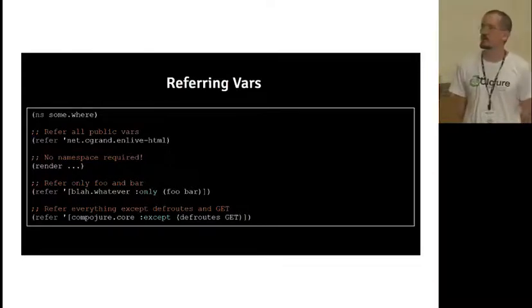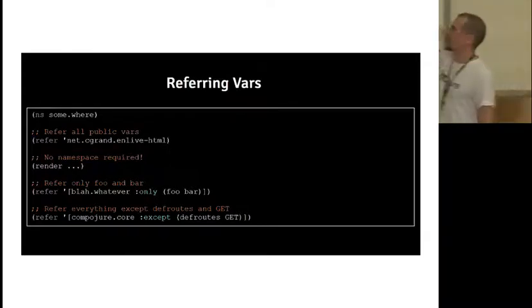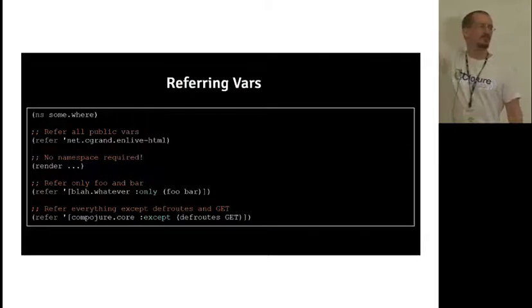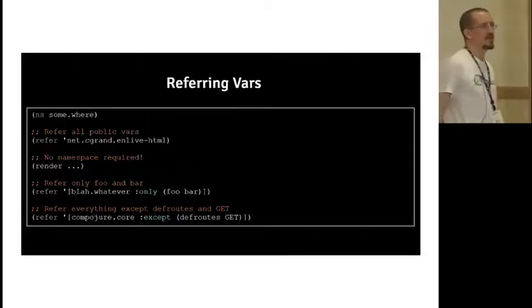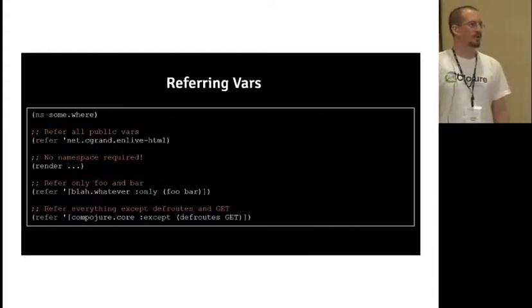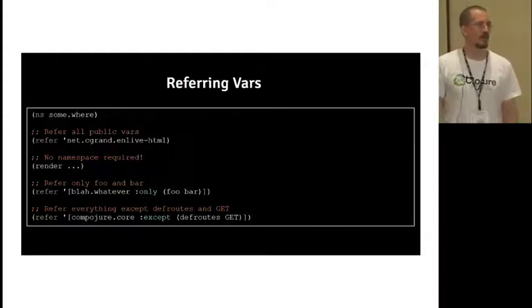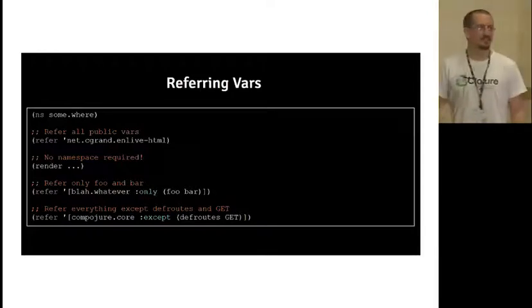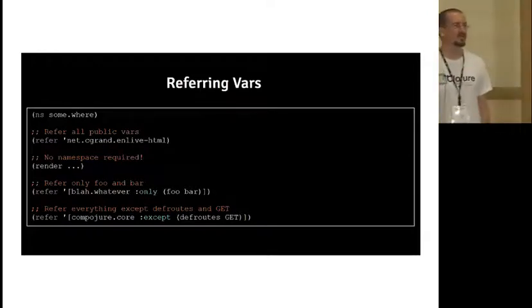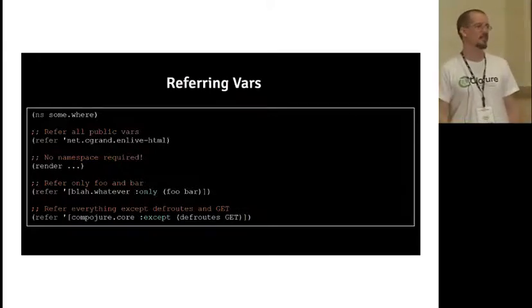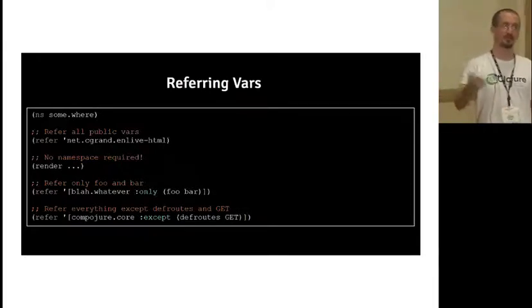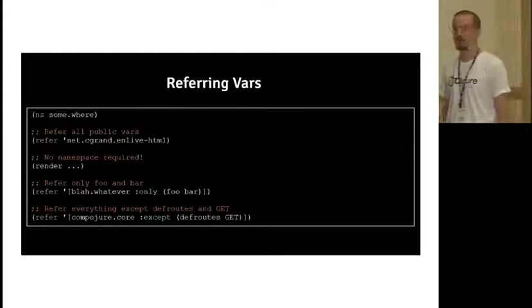Is there a difference between using these function calls, these operators, and using the namespace macro, where you have the keywords :require and :refer? Not really. We're going to talk about the namespace macro in just a few minutes. No, not really. I mean, behind the scenes, that's what's happening. The namespace macro is requiring, is referring stuff. And when you say use, that's just a require plus a refer. So it all comes down to require and refer.